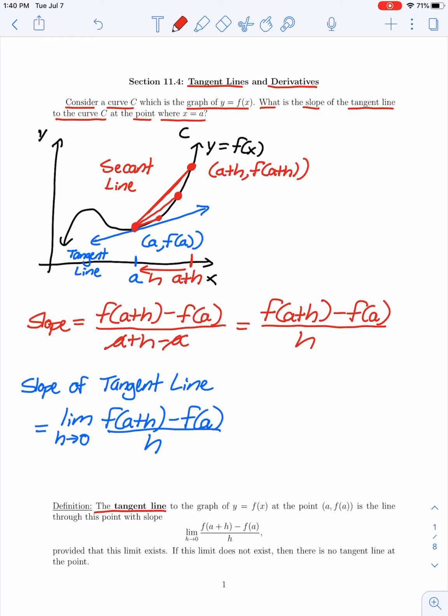Well, the tangent line to the graph of a function y equals f of x at a point a, f of a, is the line which passes through that point and whose slope is given by the limit of the slope of the secant line, or the average rate of change of the function f from a to a plus h, provided that that limit exists. Now, if this limit does not exist, there are some examples which we will consider in just a moment, then there is no tangent line to the curve at the indicated point.